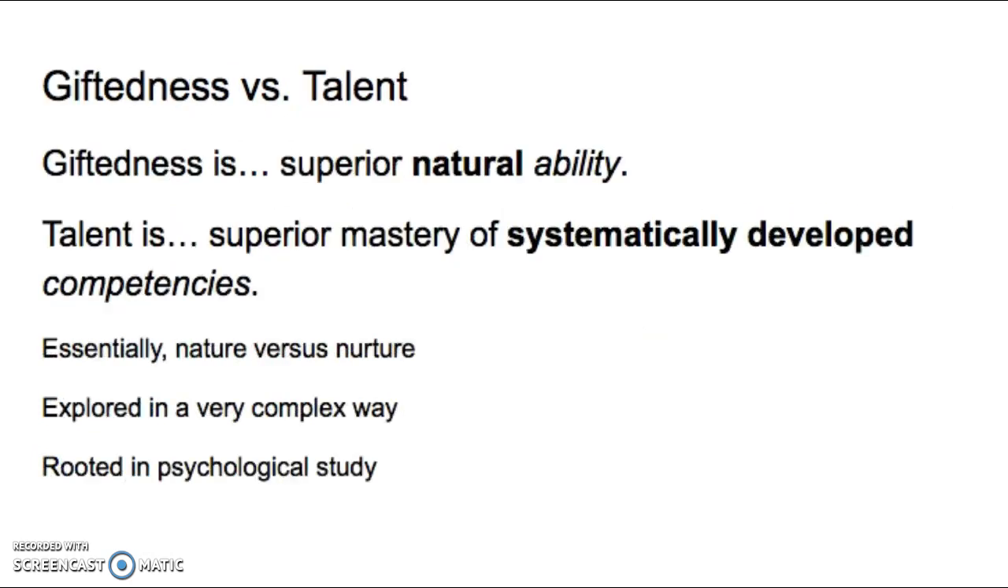The basis of this model is distinguishing the difference between giftedness and talent. So giftedness is superior natural ability or having extraordinary aptitudes or gifts. And talent is superior mastery of systematically developed competencies or having highly developed skills and knowledge. And both of those, giftedness and talent, are substantially advanced.